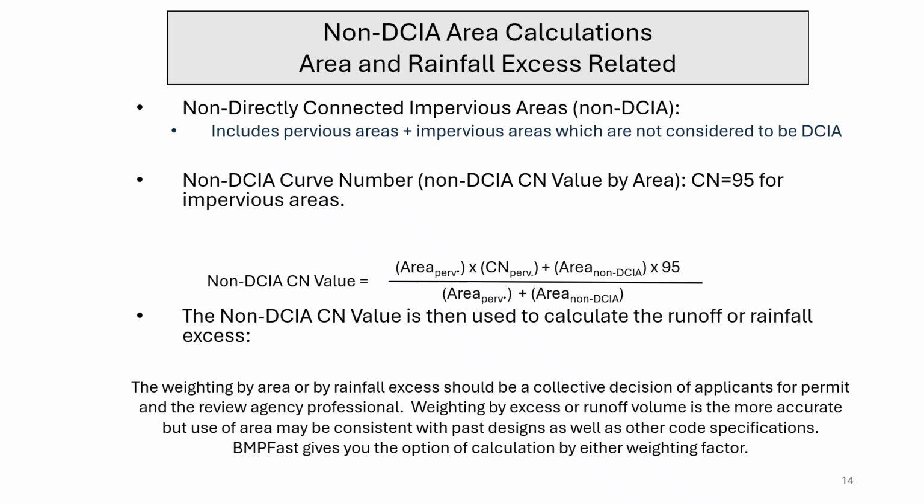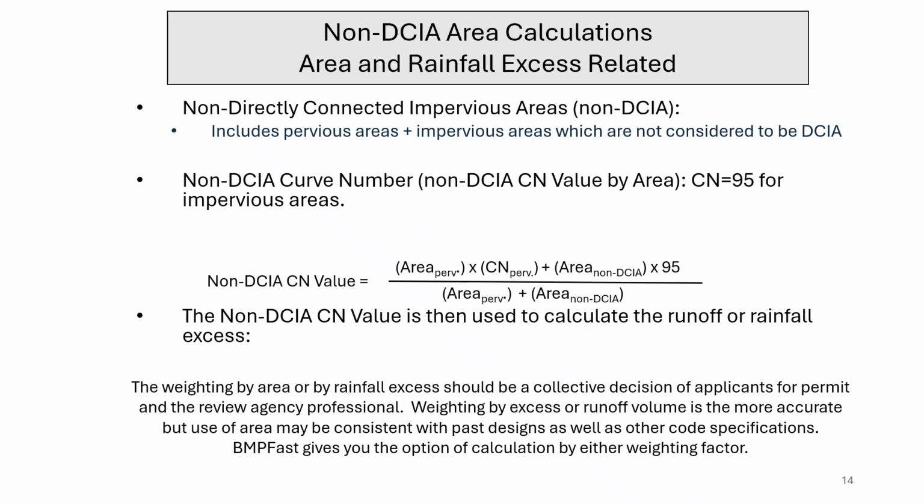When we talk about non-directly connected impervious areas, or non-DCIA, we're referring to all pervious areas combined with any impervious surfaces that aren't considered directly connected to the stormwater conveyance system. For the impervious parts within these non-DCIA areas, especially when considering runoff volume, after an initial rainfall threshold of 0.1 inch, a curve number of 95 is typically applied. To determine the overall non-DCIA curve number, particularly when you have a mix of land uses, one common approach is to use an area-weighted average.